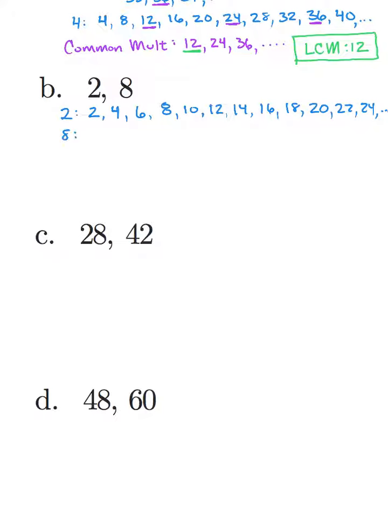Let's list out multiples of 8, things that are multiplied by 8. 1 times 8 is 8. 8 times 2 is 16. 8 times 3 is 24. 8 times 4 is 32. 8 times 5 is 40. So what are the common multiples?